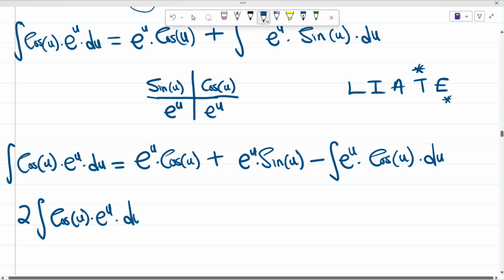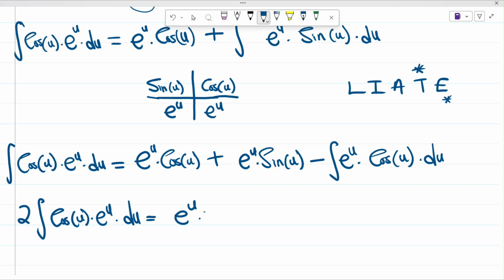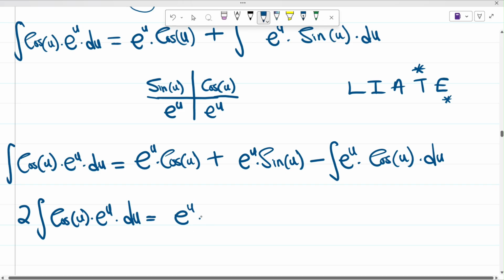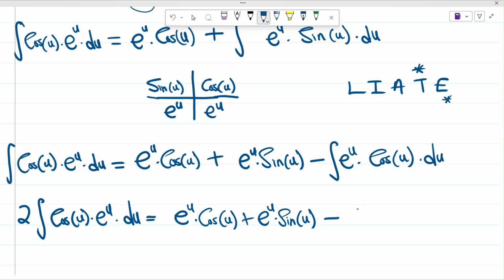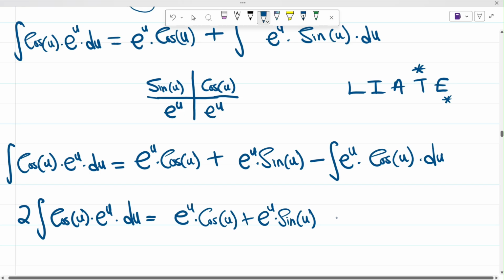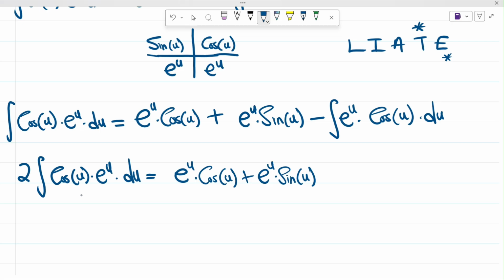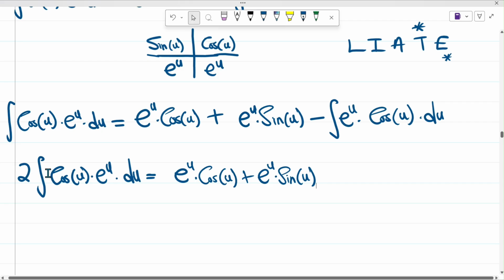And then I have my e to the power of u cos of u, plus e to the power of u sine of u, minus what? Minus the integral. Oh, that integral I already took to the other side. Why am I minusing it again now? What's wrong with me? Maybe. Okay, so now I know that my goal is to solve the integral of cos u e to the power u du.